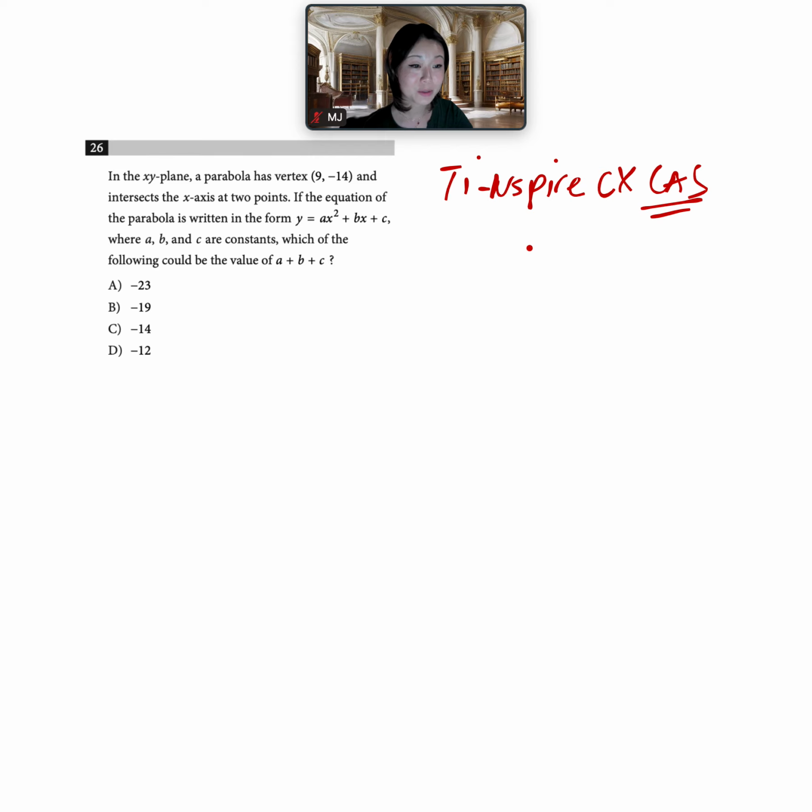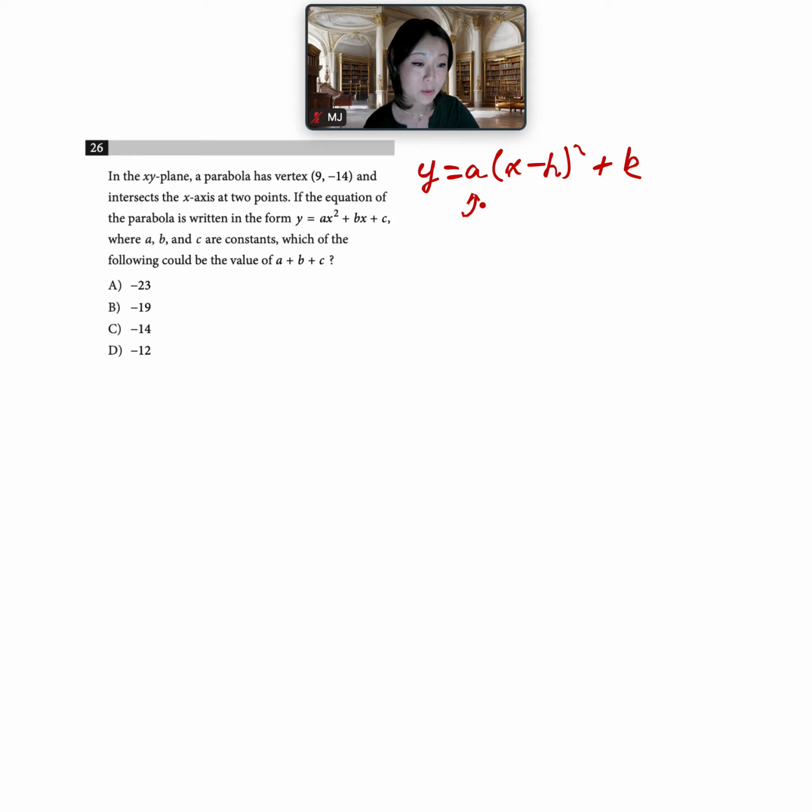A lot of tutors use Desmos, but I find that the calculator just gives you a lot more functionality. So here goes. To start, we're looking at a parabola that is written in this form. However, because they are giving you information about the vertex, it would be very helpful for us to go into vertex form, which is this guy. So hopefully you are all familiar with this form. Whether this is greater than 0 or less than 0 tells you the directionality of your parabola, and your h and k are going to give you the coordinates of your vertex. To draw a quick sketch, you have a parabola that has a vertex at (9, -14).